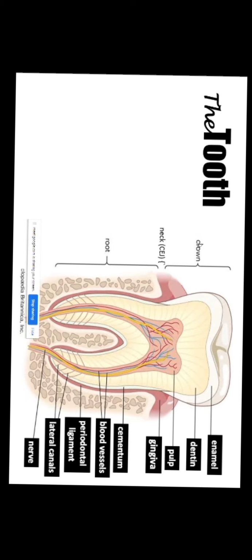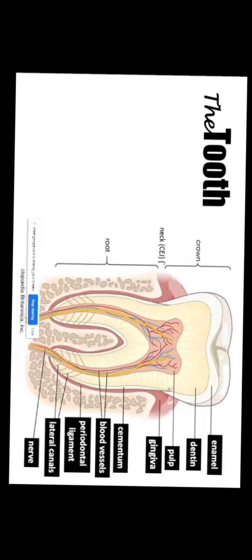The ameloblast, also you can find it in your modules. The enamel forming cells, we call them ameloblast. Okay? You will know more about ameloblast when you reach the next subject. Oral histology, you'll be talking about tissues in the body. Oral histology, microscopic structures.